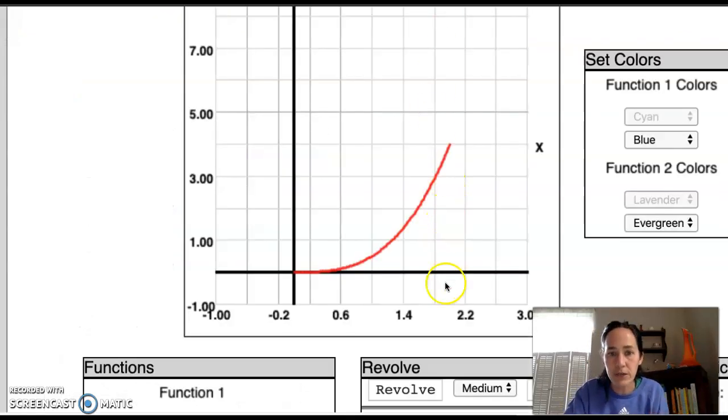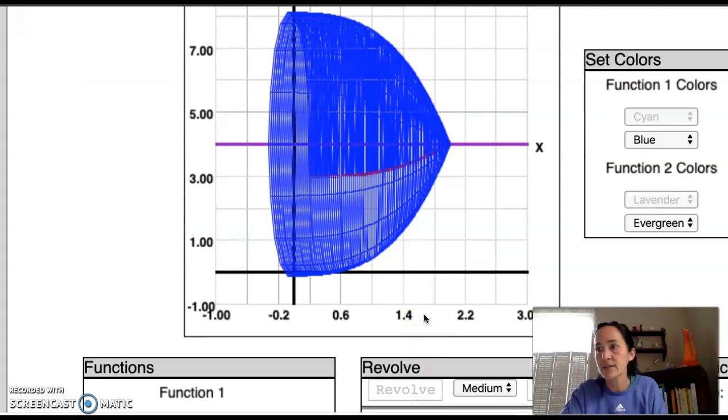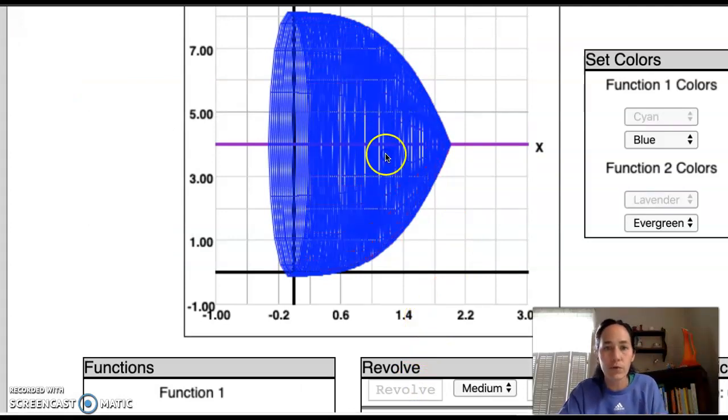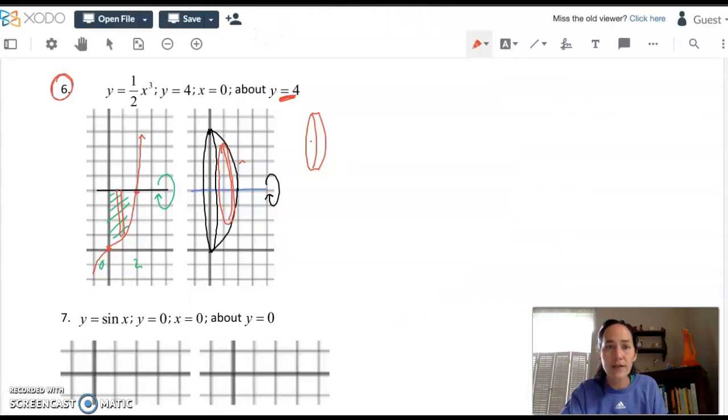Here's a better depiction of this shape. I'm going to revolve the region around the line y equals 4, we said, and this is what we're looking for, but not hollowed out. So back to the work here, back to the algebra, let's look at that disk.